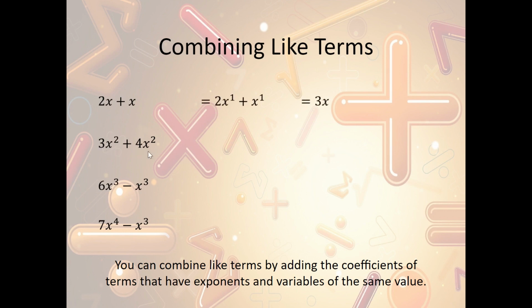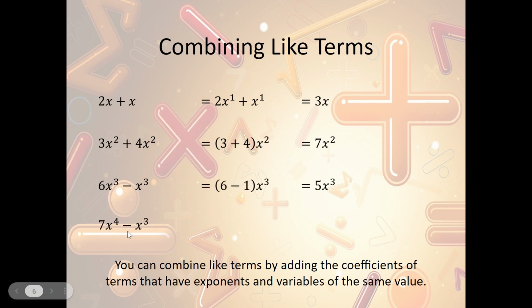We have 3x squared plus 4x squared. Again, same variable, they're both x's, and the powers match, so we just add the coefficients. So that's 3 plus 4, which is 7x squared. We can do it with subtraction as well. So we have 6x cubed minus x cubed. Well, again, same variable, same power. So now we can go ahead and subtract. So 6 minus 1 is 5x cubed.